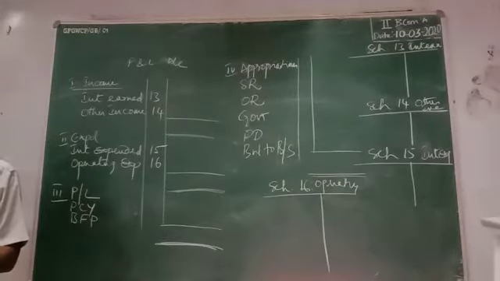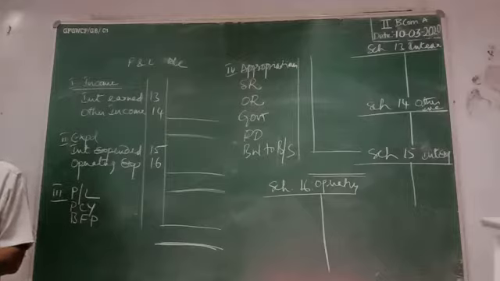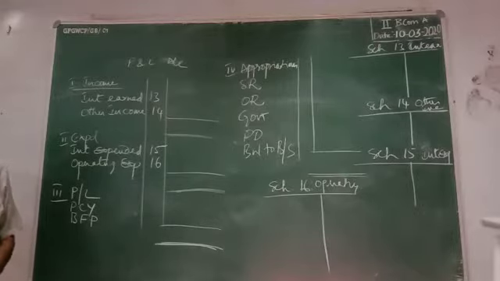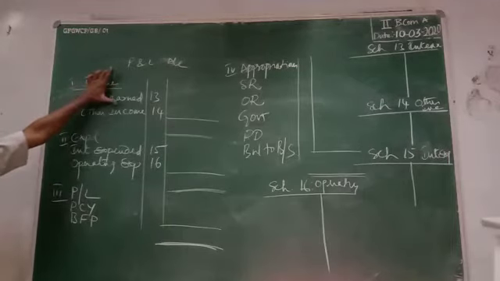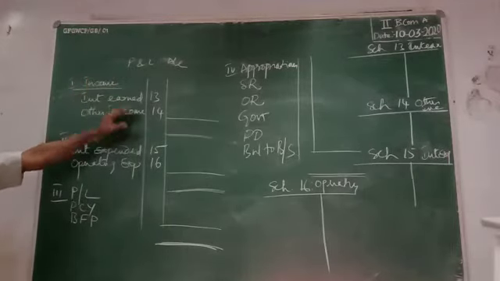From the following particulars, prepare the profit and loss account of ABC Bank Limited for the year ended 31st March 2008 as per the prescribed form. So we are asked to prepare the profit and loss account of a banking company. First we have to prepare the format like this. This is the format of the profit and loss account with the schedules.